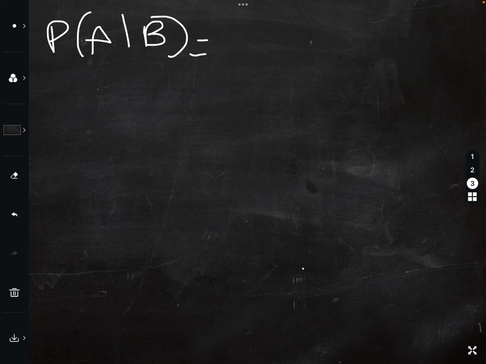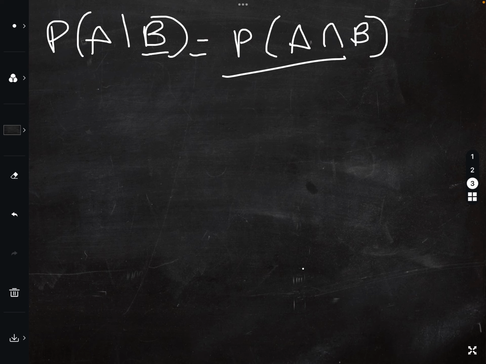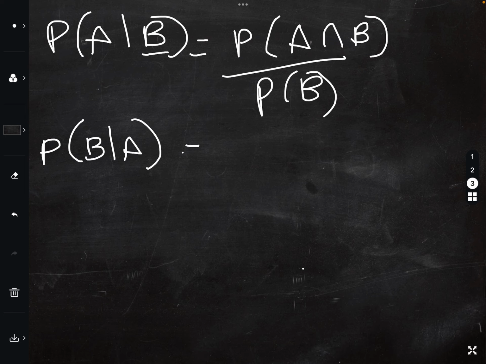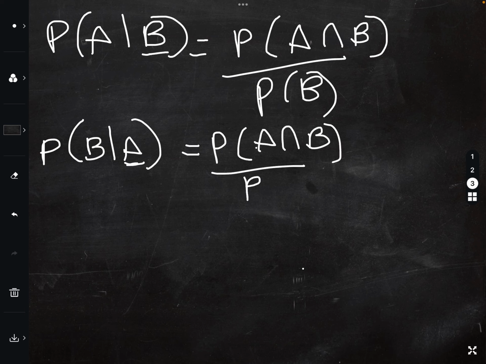It is defined as probability of A given B is equal to probability of A intersection B divided by probability of B. Similarly, probability of B given A is equal to probability of B intersection A, that is A intersection B, divided by probability of A. This is known as conditional probability of A given B, and this is conditional probability of B given A.